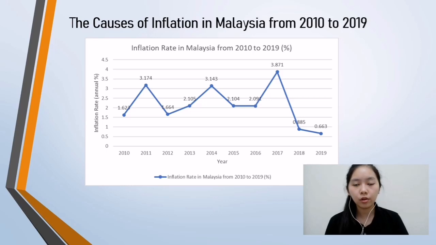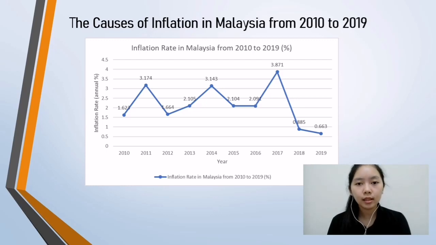Now I would like to continue the part for the inflation rate in Malaysia from 2015 to 2019. However, in 2015, Malaysia's inflation rate decreased from 3.14% to 2.1% due to a decline in global crude oil price. When the price of crude oil falls, the decline in intermediate petroleum products and costs such as manufacturing and heating will reduce the cost of production, reduce the price of final goods, and eventually reduce the rate of inflation.